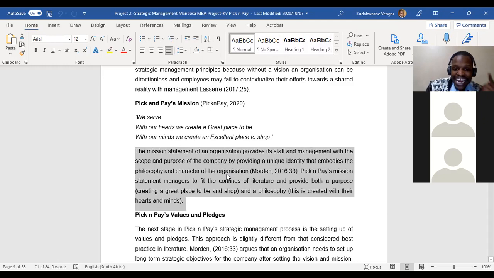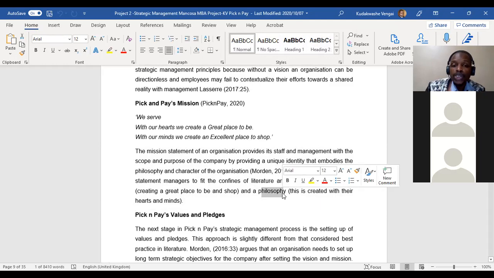Pick and Pay's vision and mission statement manages to fit into the confines of literature and provide both a what? A purpose and a philosophy, right? Because that is important when doing what? A mission. So you can see, I'm saying that it's a good mission. I can't recommend anything else. So I'm just going to highlight that according to the literature, it is okay. Then I move to the next stage, right?